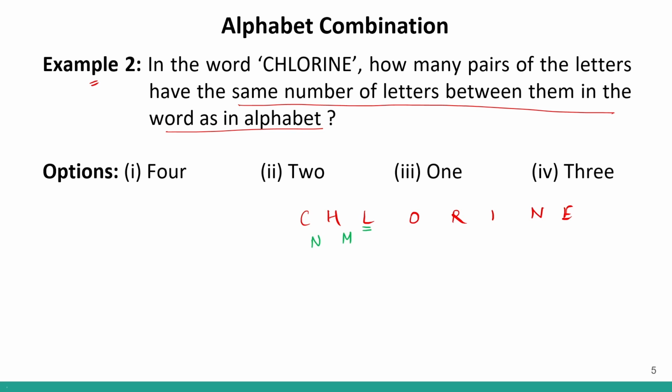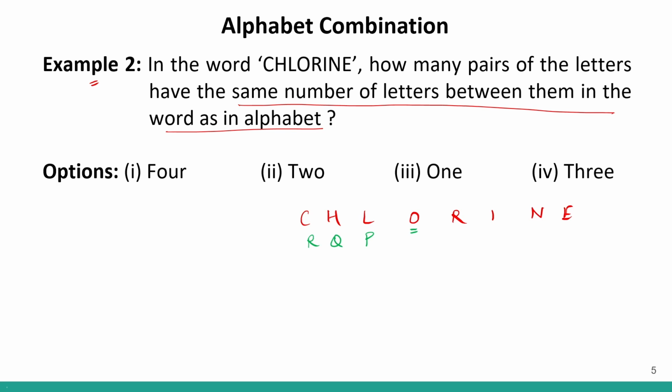No. So we will move forward. L, M, N, O, P, Q. Is there any common letter? No. So we will move on to the next letter, which is O. After O, what do we have? O, P, Q, R. Nothing is common, so we will do the same thing in the front.